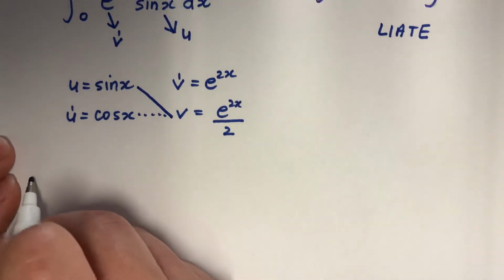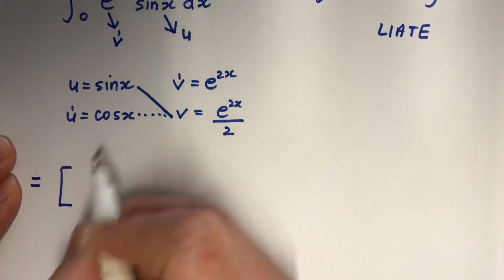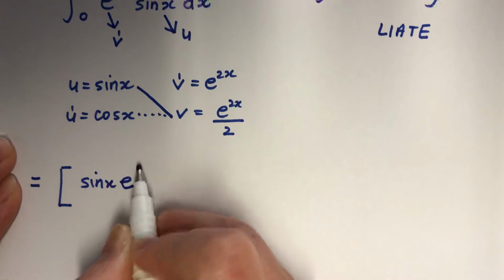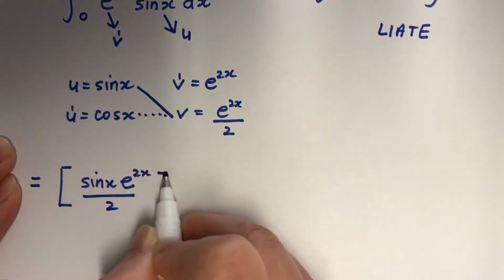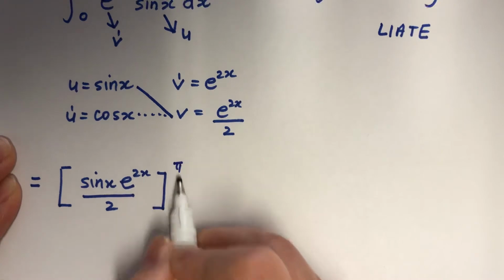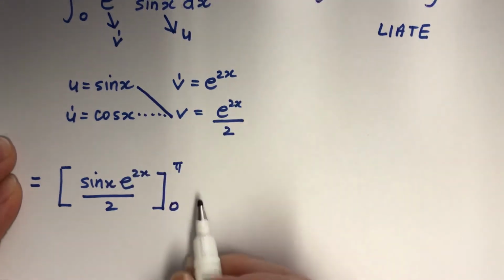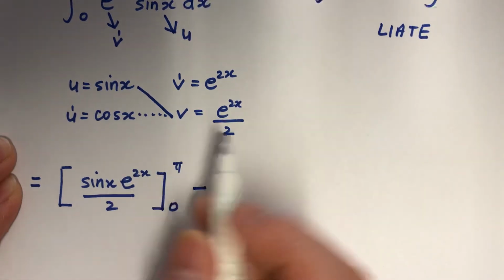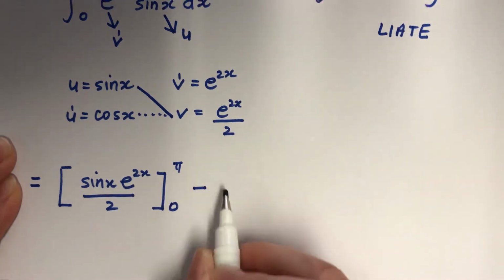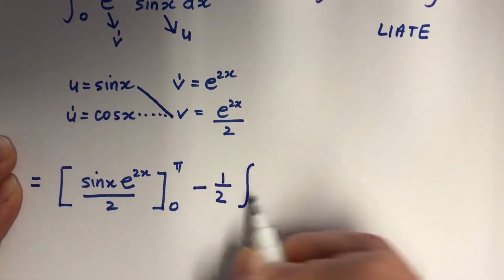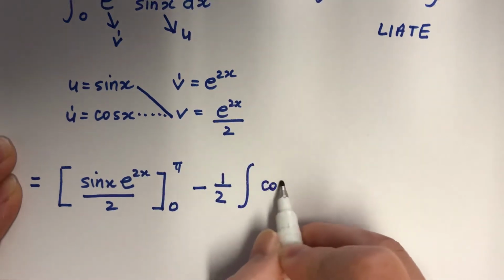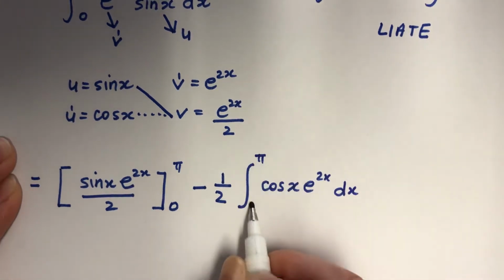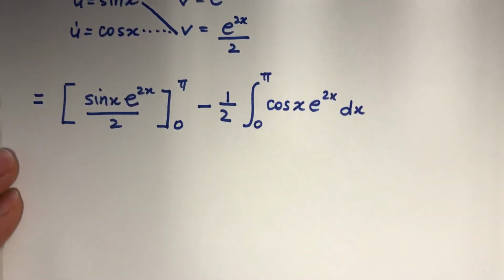All right, so what I'm going to do equals, I'm going to do this one first. So sine x e to the power of 2x all over 2, and I'll put it in square brackets so I can put my limits there. Don't forget you have limits. And then minus, I've got these two multiplied together, but I've got this half, so I'm going to put that half in front and then integrate these two. So cos x e to the power of 2x dx, and let's not forget the limits. Okay, so let's keep going.